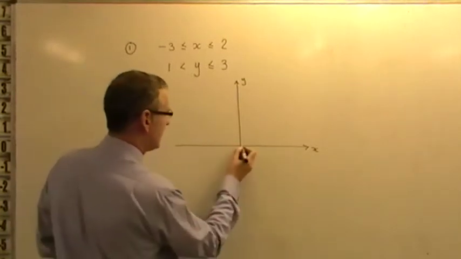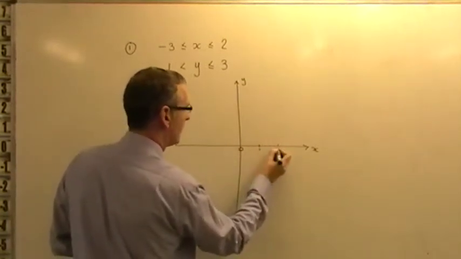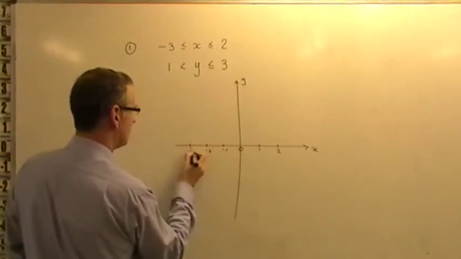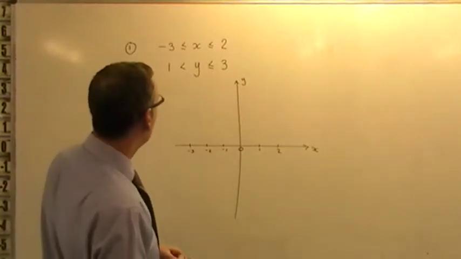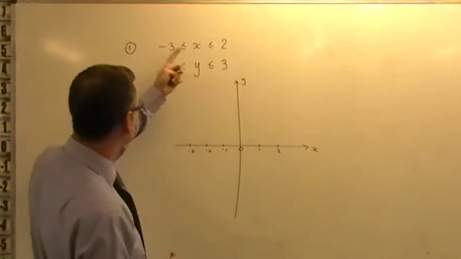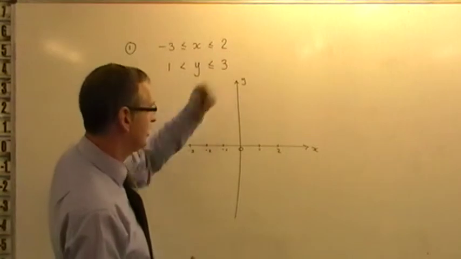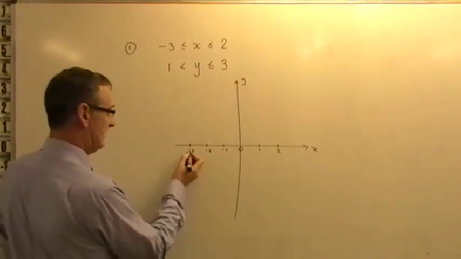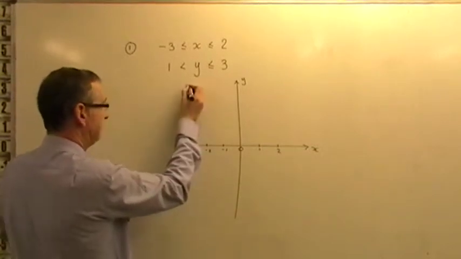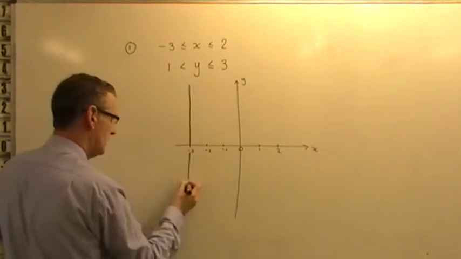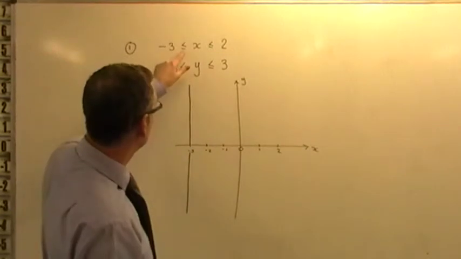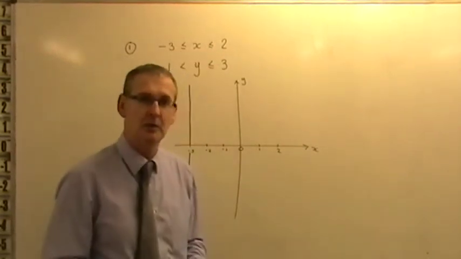I'm going to do an x-axis that goes 0, 1, 2, and I'm going to go down -1, -2, -3, like so. And in the same sort of way as I did in the previous video, I'm now going to say the x values need to lie between -3 and 2. So you need to go to -3 on the x-axis, and you need to draw a vertical line, like so. And this vertical line needs to be a solid line because you can see that we have equality symbols in the given inequality.